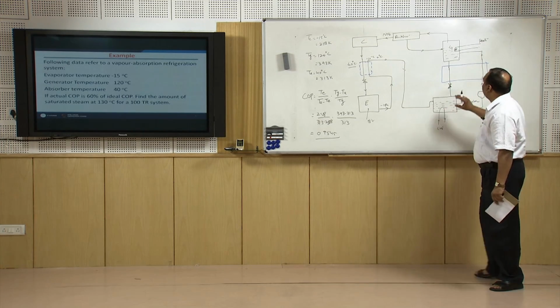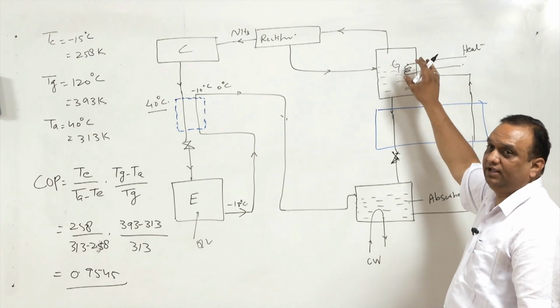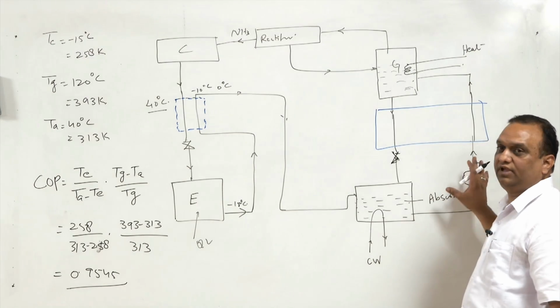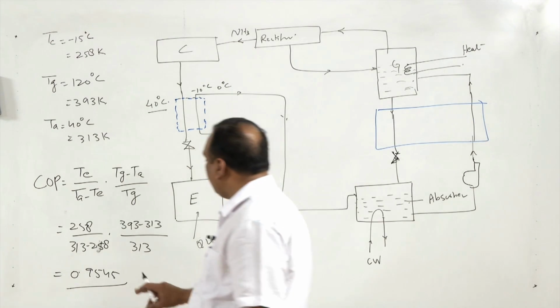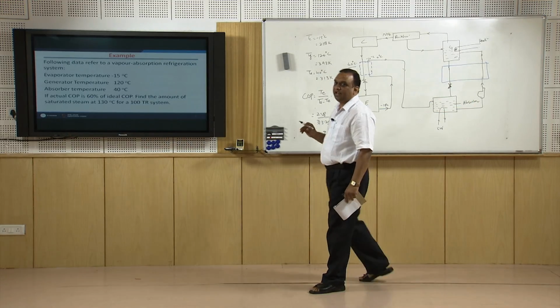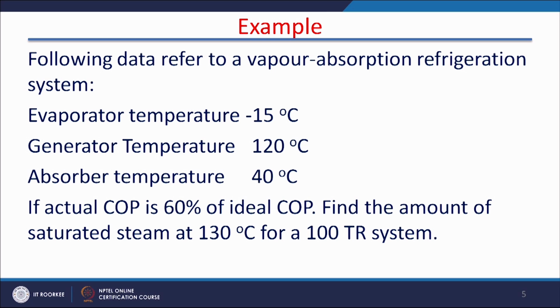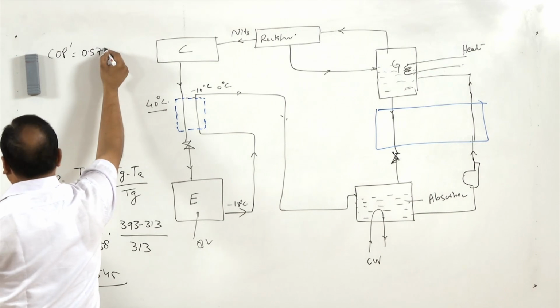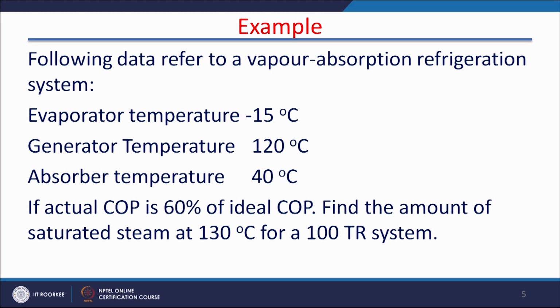And the benefit of absorption system is, if the waste heat is available, then we are getting the refrigerating effect with almost negligible expense of energy. So here the COP is 0.9545, but the actual COP is 60%, because in actual cycle 40% losses are there. So actual COP, COP dash, is 60% of this, it becomes 0.5727. Here 10 tons of refrigeration has to be given. So 10 TR means, sorry, 100 tons of refrigeration.